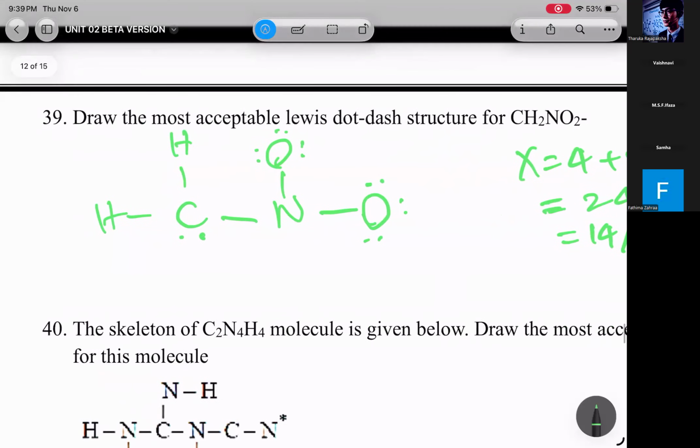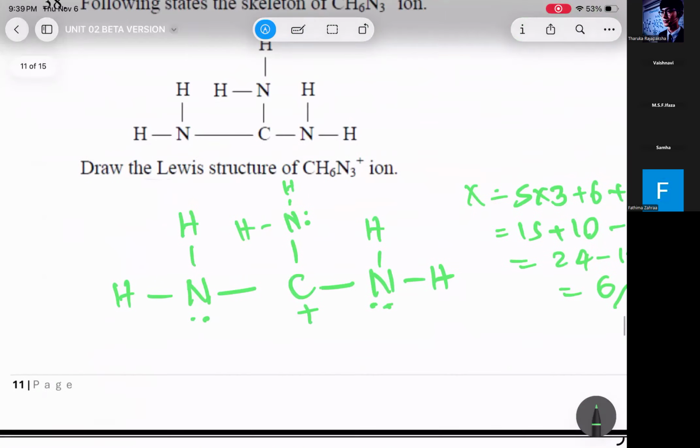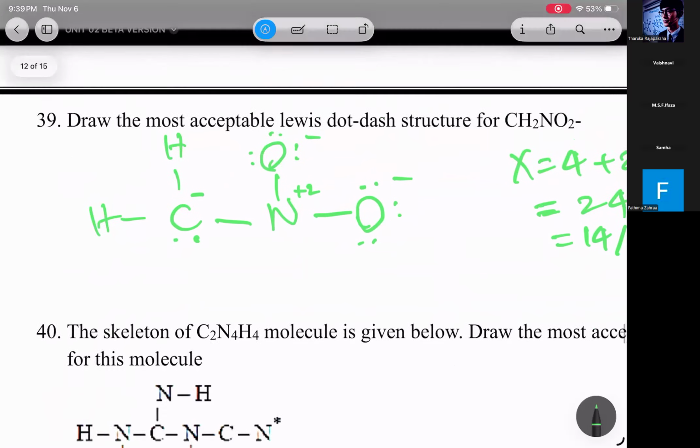Oxygen gets a negative charge. This oxygen gets a negative charge. This carbon has a minus charge. This nitrogen has a +2 charge. Okay. According to the things we see here, carbon cannot have a charge. Normally, carbon doesn't have a charge, except for this scenario.